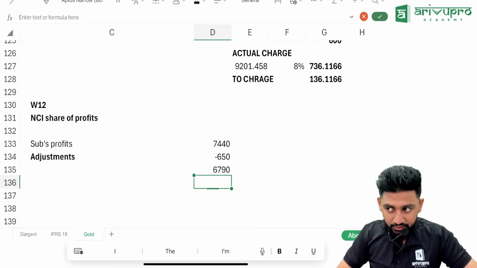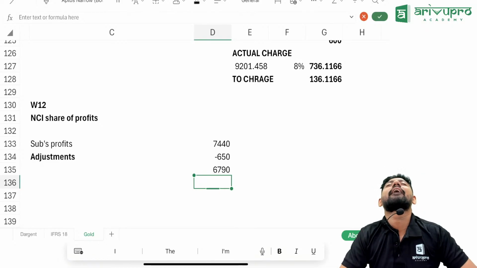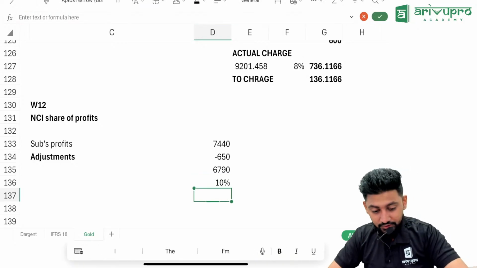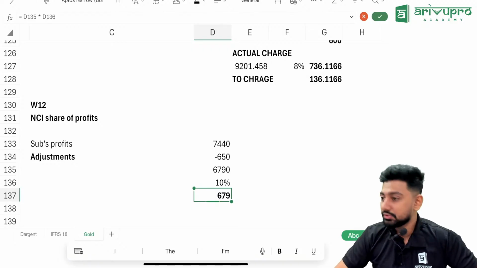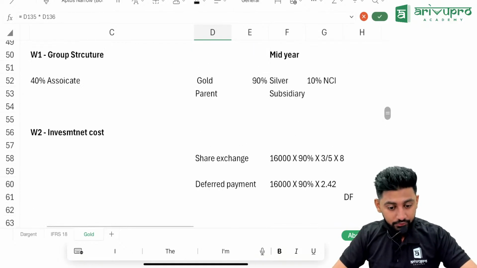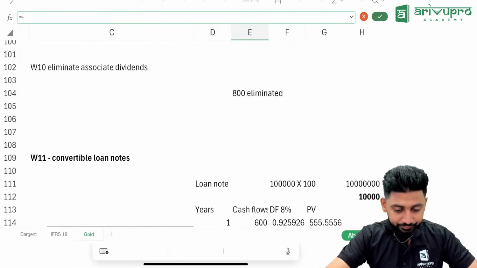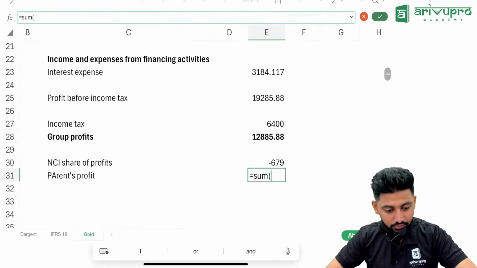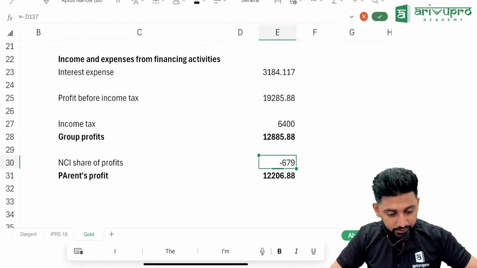Equals sum: 7,440 minus 650, 6,790, into the NCI percentage. 10%, sure. This into 10%, 679 is your NCI value. Therefore, I come here, NCI share of profits, 679 done. Therefore, parent's profits, 12,206, done and dusted.